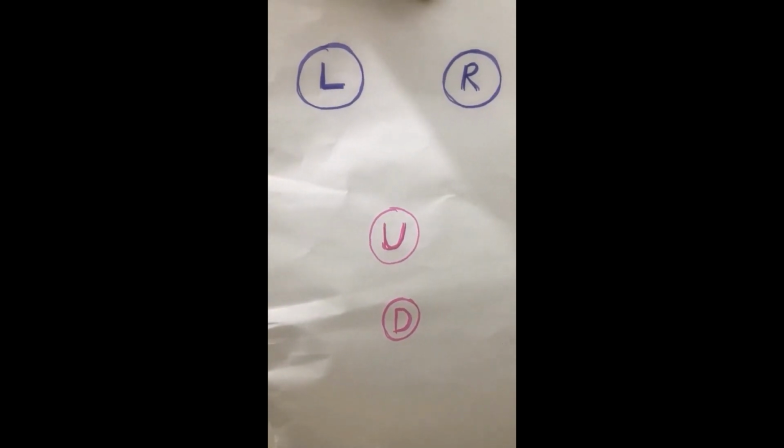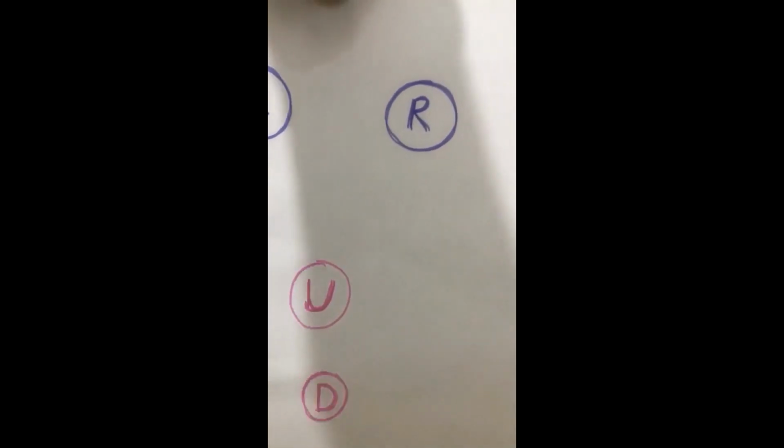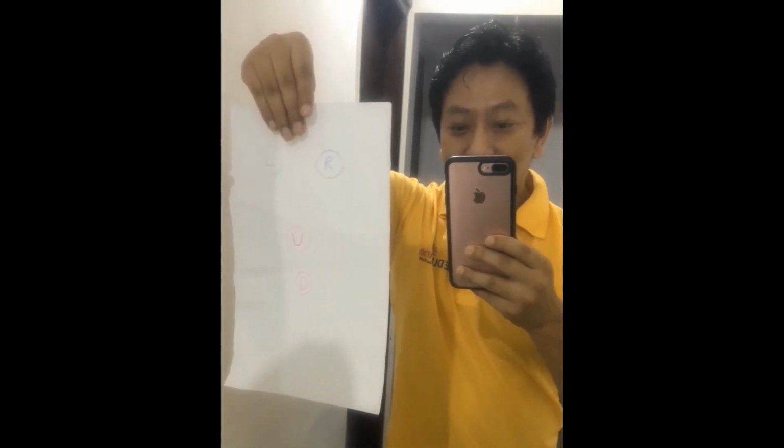As you can see, L is on the left, R is on the right, U is up and D is down. Now, without changing its orientation, if I bring it towards a mirror and see the image, observe that L is still on the left, R is on the right, U is up, D is down. So there is no change.